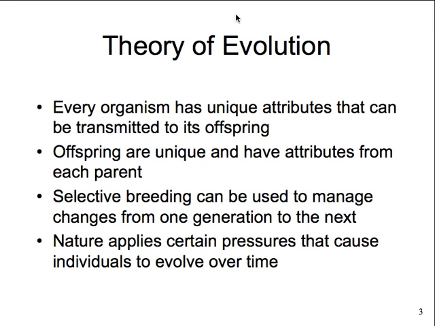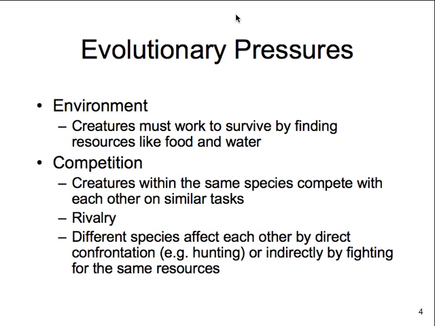So nature applies certain pressures that cause individuals to evolve over time. Certain people and generations have evolved, and some diseases have wiped out races of people. It's the whole genetic process in terms of evolution. In terms of the evolutionary pressures, what we see come from the environment. Creatures must work to survive by finding resources like food and water. Some animals through time have evolved, and some have become extinct from being eaten by other animals or being somehow weeded out.